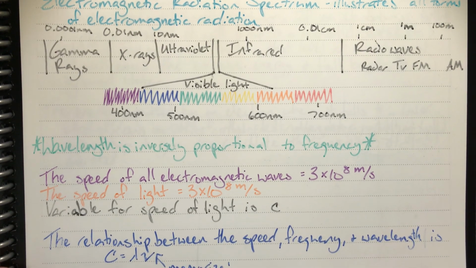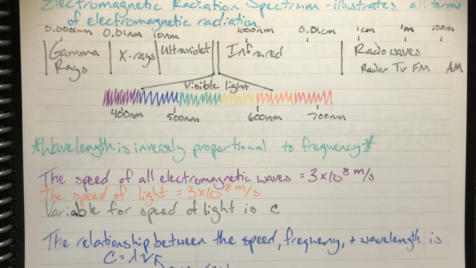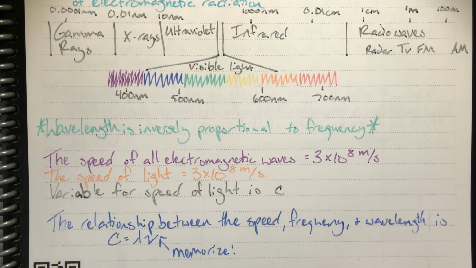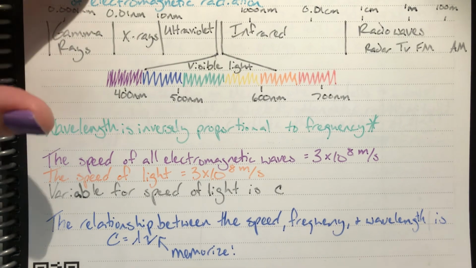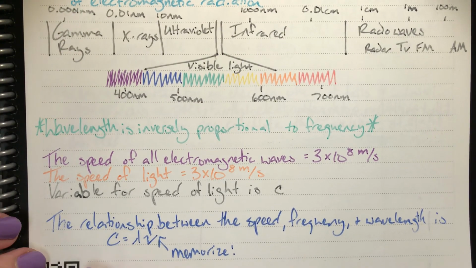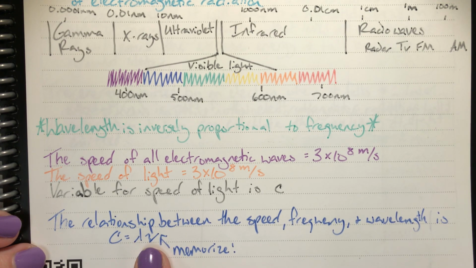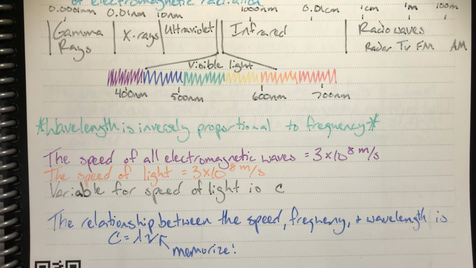This relationship between the wavelength, frequency, and the speed of light you will need to memorize. And it is this. c, the speed of light, is equal to lambda nu. Lambda is our wavelength and nu is our frequency. So the speed of light is equal to the wavelength multiplied by the frequency.